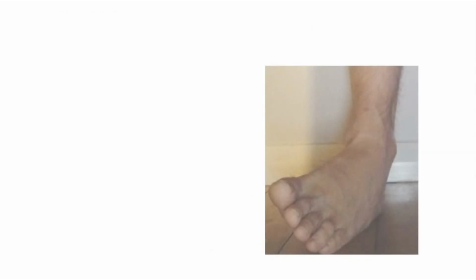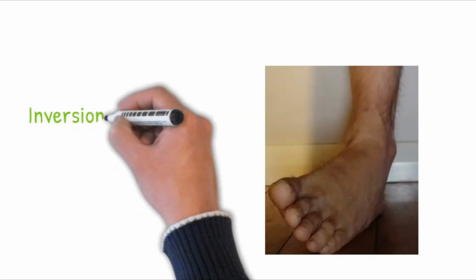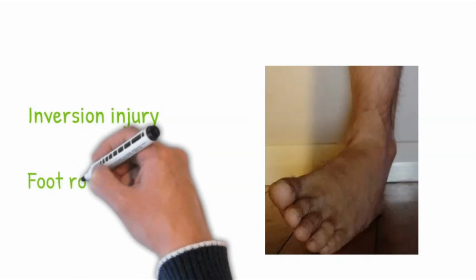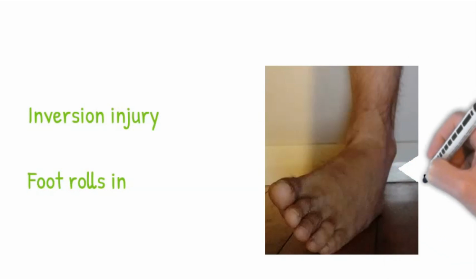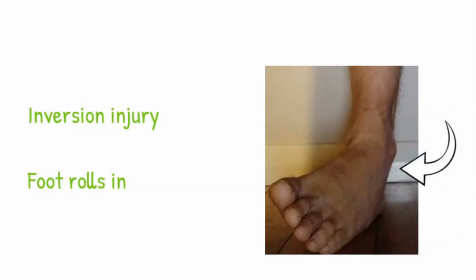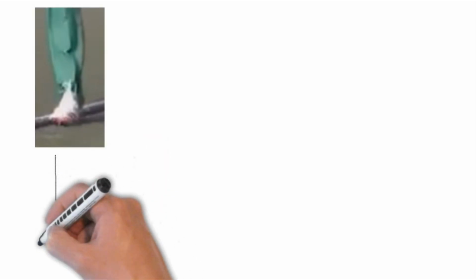So, in terms of the mechanism of injury, the foot goes into this position, so it's called an inversion injury. The big toe goes up, the little toe goes down, and all the pressure is placed on the outer aspect of the ankle, the little toe side of the ankle. And this is a better set of diagrams for us to show us exactly what happens in an ankle sprain.